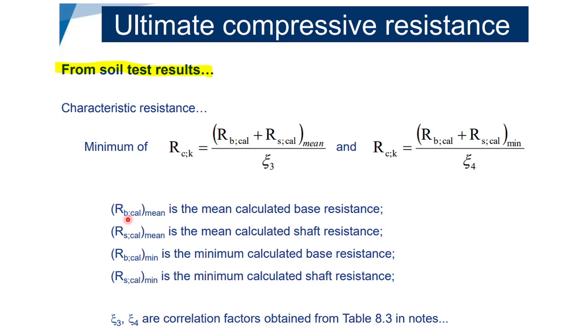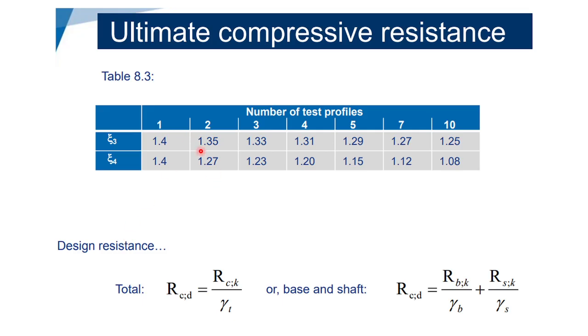So again, this one stands for the base resistance, and then S for the shaft. So these are the factors that are dependent on the number of test profiles, like for example 3 boreholes for piles, or 4 or 5. So if it's 4, we're going to use this one.